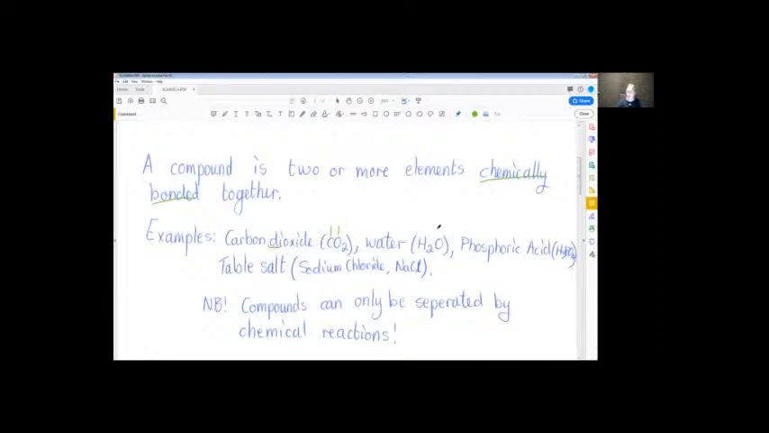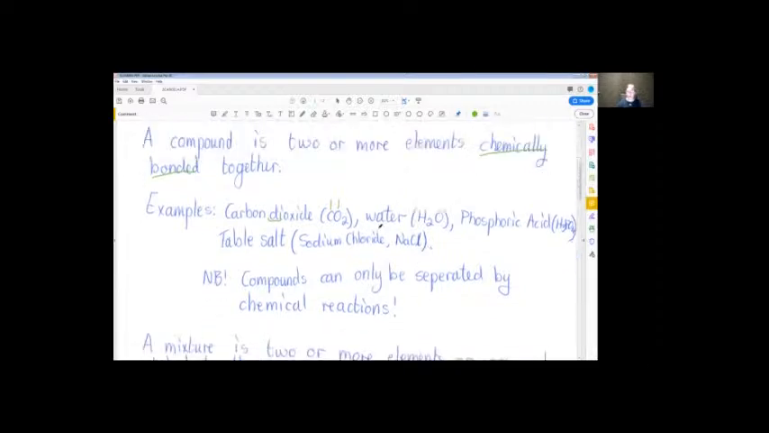We've got water, which is H2O. So this is two hydrogen atoms connected with one oxygen atom. We've got phosphoric acid, which is H3PO4. Again, you guys don't need to know the symbols. I am writing the symbols down because it shows you that these are compounds. We've got table salt, which is sodium chloride, written like that.